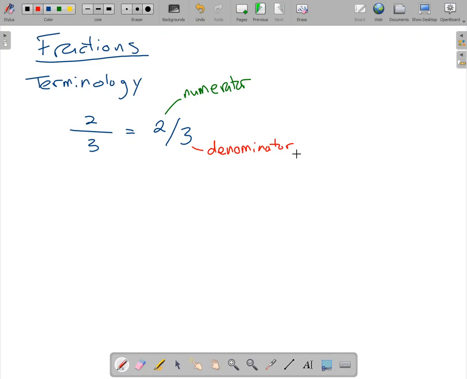So numerator is a noun for the idea, the action of numeration, right? And what does numeration mean from last quarter? Number. It means number, and what does number mean at its most basic level? What's the first thing we do with numbers? Count, right? We count them and then we end up adding. So numerator just means to count, okay? So it's a count of how many.